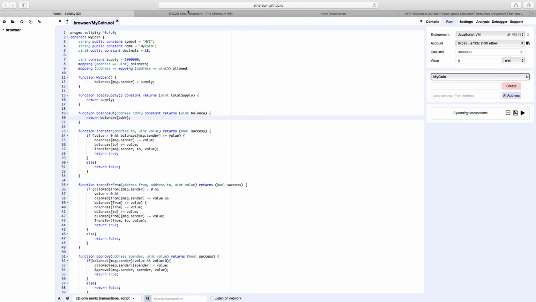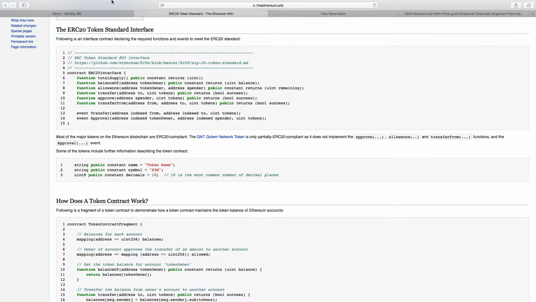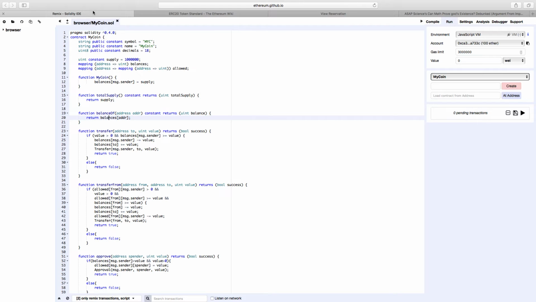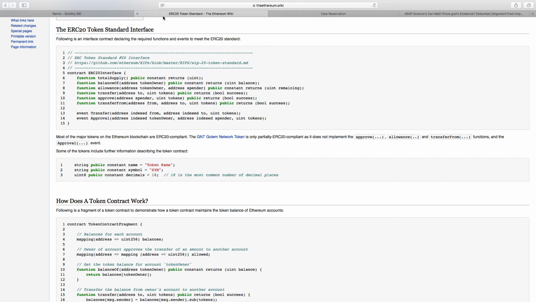The next function, the balance of function, will show the balance of a certain address. So if someone calls the balance of function and supplies an address, the balance of that address will be returned. Pretty simple so far.